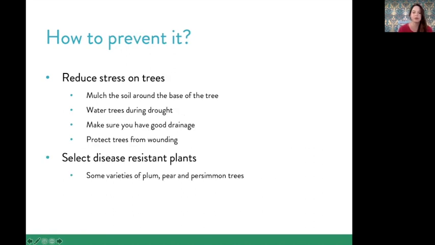So what can we do to prevent it? We need to start with disease-free, healthy plants and not plant them too deep. We need to reduce stress on trees: mulch the soil around the base of the tree, water trees during drought, make sure you have good drainage, and protect trees from wounding, away from lawnmowers and weed whips. And don't even think about replanting the same type of tree in its place unless you want it to get root rot.